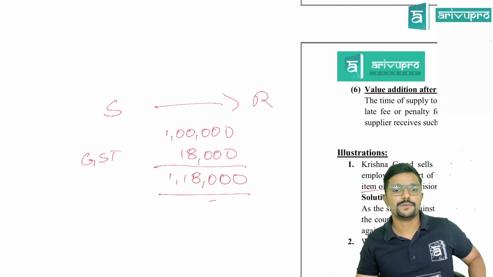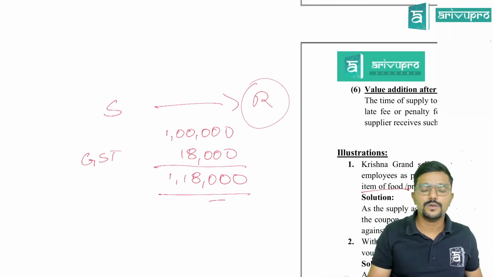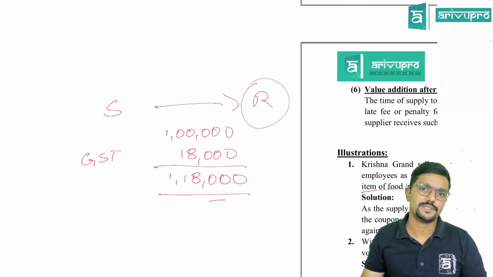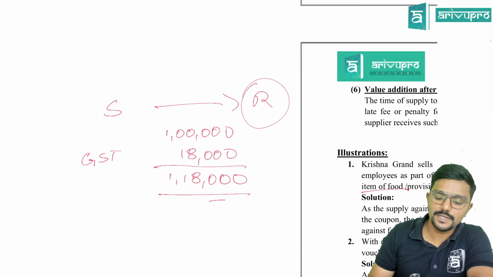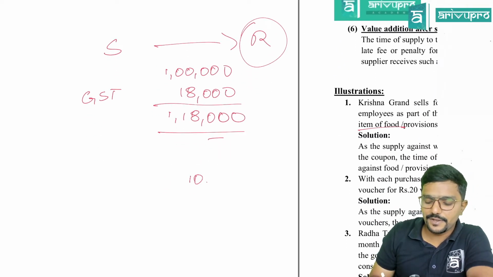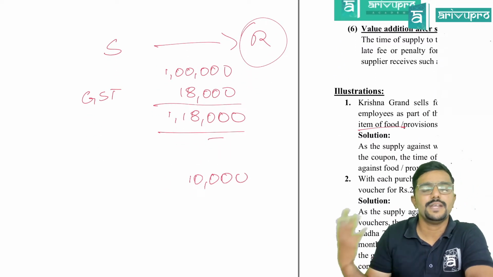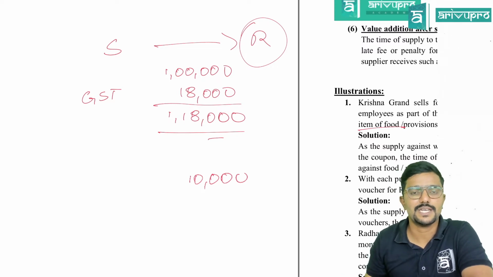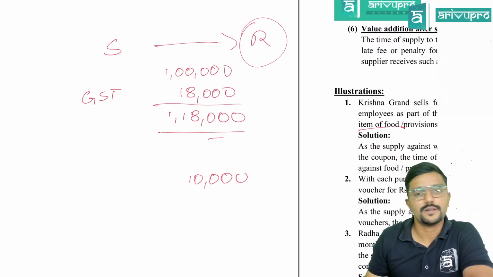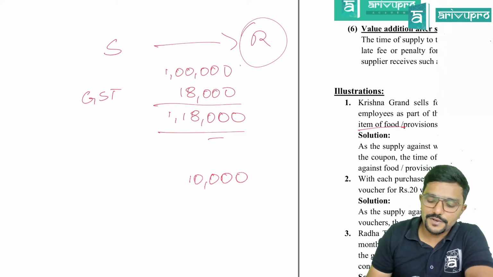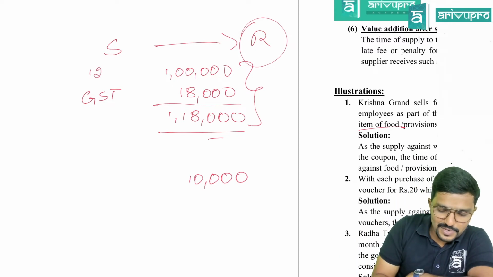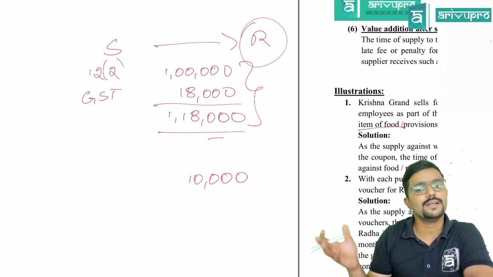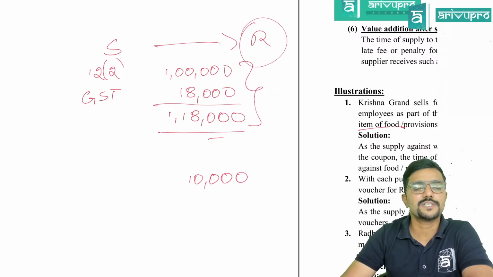1 lakh 18,000. And the recipient had told, sir, I will make the payment within 30 days. And I had told him, if you don't make the payment within 30 days, then you need to pay additional late fees of 10,000, or interest of 10,000. Late charges. Clear? Okay, sir. Recipient has agreed to it. So in this case, time of supply for this part will be decided as per section 12.2, assuming forward charge is applicable. For the 1 lakh, the time of supply will be determined as per section 12.2.